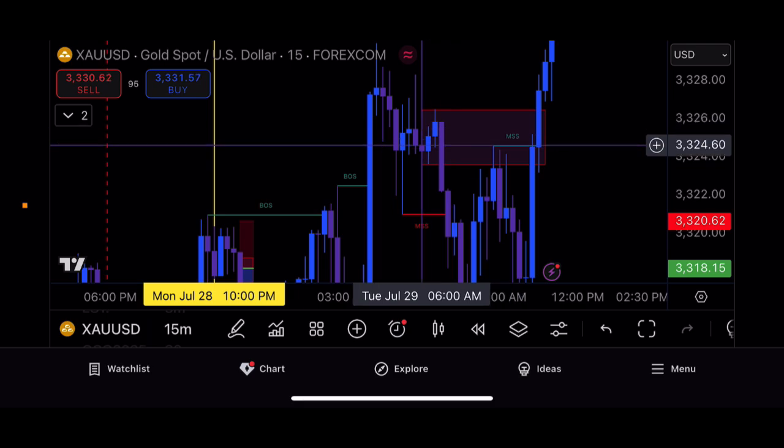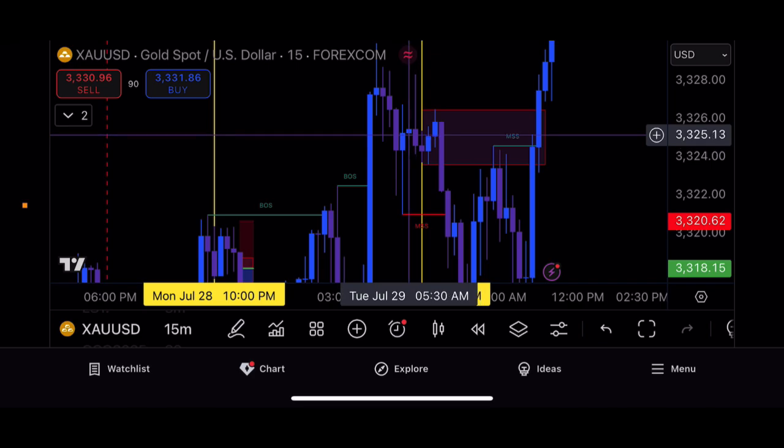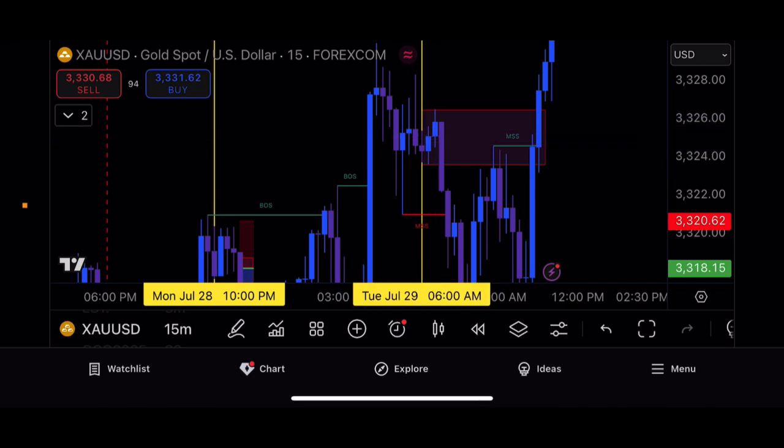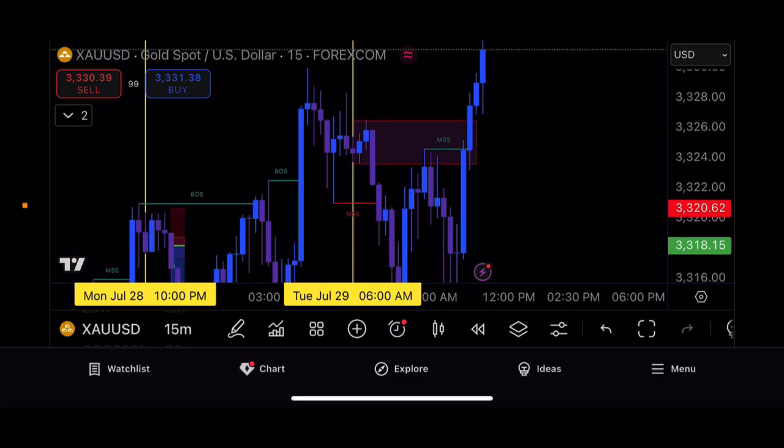So maybe like the 30-minute. That'll be an engulfing formation, and that won't be a doji because these two would be considered one candle. These two would be considered one candle. These two engulf these two. The only reason why I drew the zone out like that.